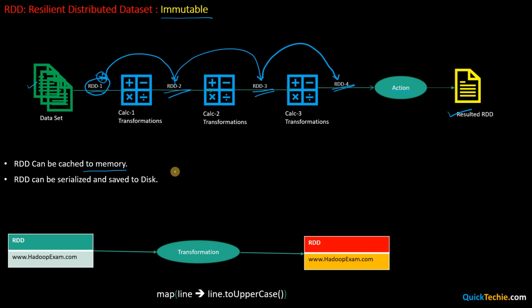RDD can be cached to memory. Caching is heavily used in Spark. RDD can be serialized and saved to disk. So that can be done.